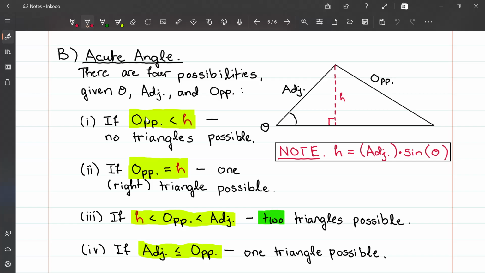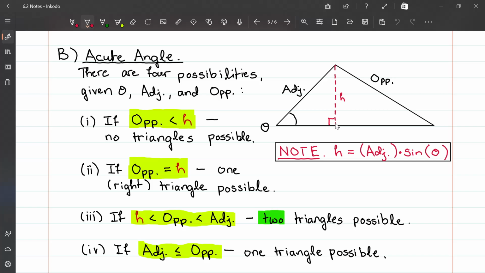If it turns out the length of the side opposite our angle theta is smaller than the height h, if it is shorter than the distance at minimum it takes to get from the top vertex down to the base, then we couldn't possibly connect and draw a triangle, and so, therefore, there are no triangles possible. If it should happen that the length of the side opposite our angle is equal to h, then we are able to connect. We are just barely able to connect by simply following this line h all the way down to the base and making one right triangle.